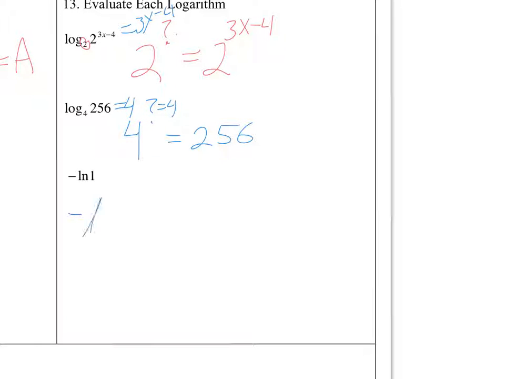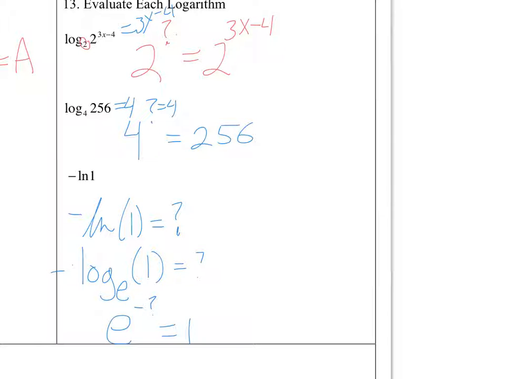Negative the natural log of 1 is equal to question mark. We know this is really log base e. So this is e to some negative question mark is equal to 1. The only thing that I know is a power that puts things at 1 is going to be 0. So the negative natural log of 1 is going to be 0. In fact, any log of 1 will always be 0.